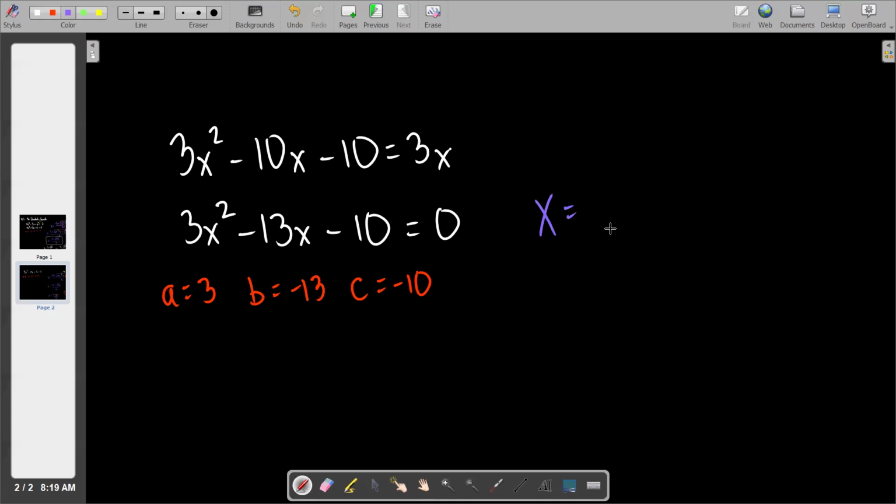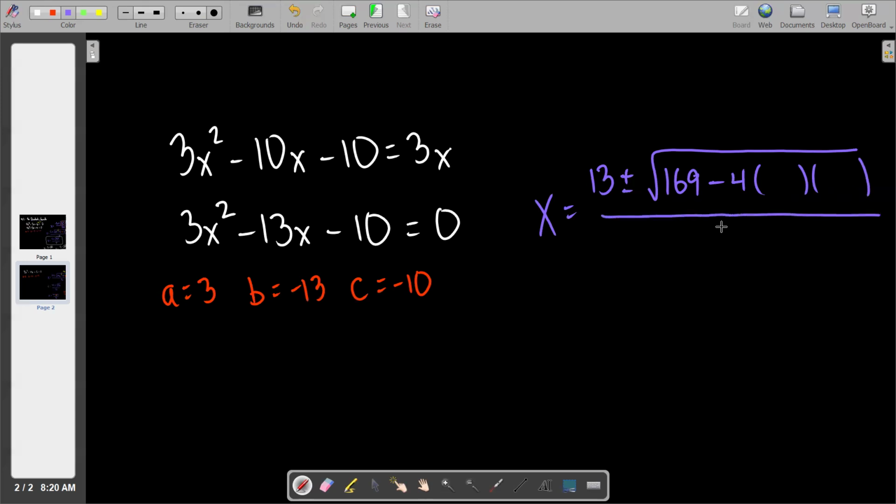X equals what? 13 plus or minus the square root of what? 169 minus 4 blank blank, all divided by 6. I'm going to backfill A and C with 3 and -10. The minus is a switcher, because the minus is going to say there's a negative over there. We're going to find each other. Let's just do this right now and get it done with and make a plus.